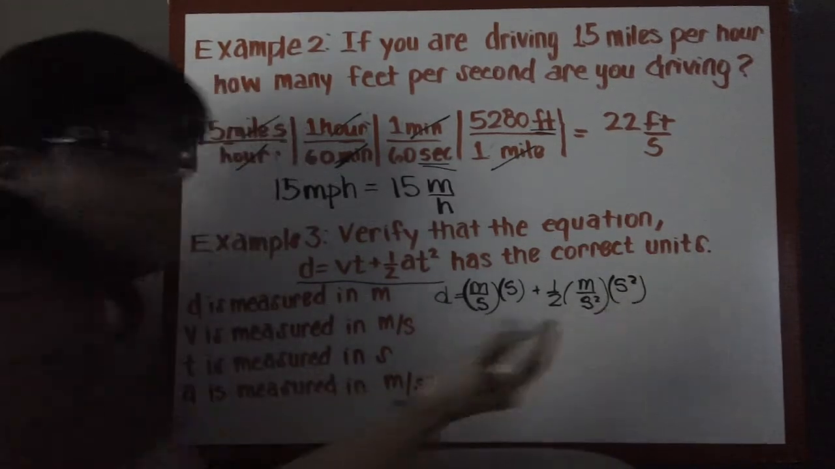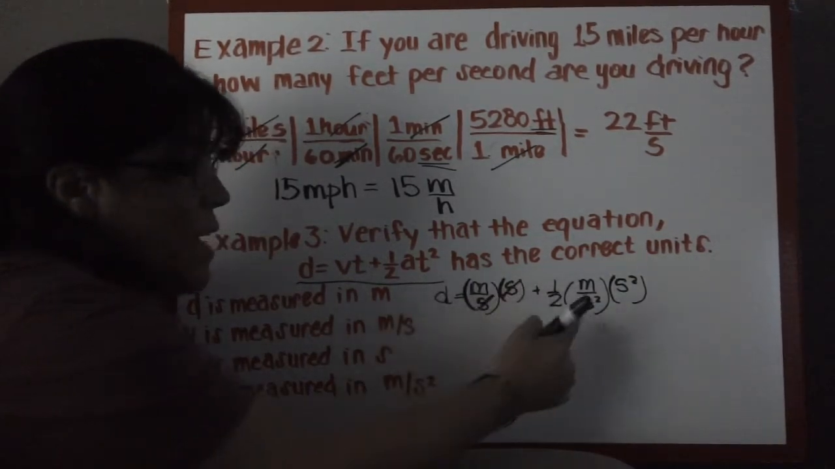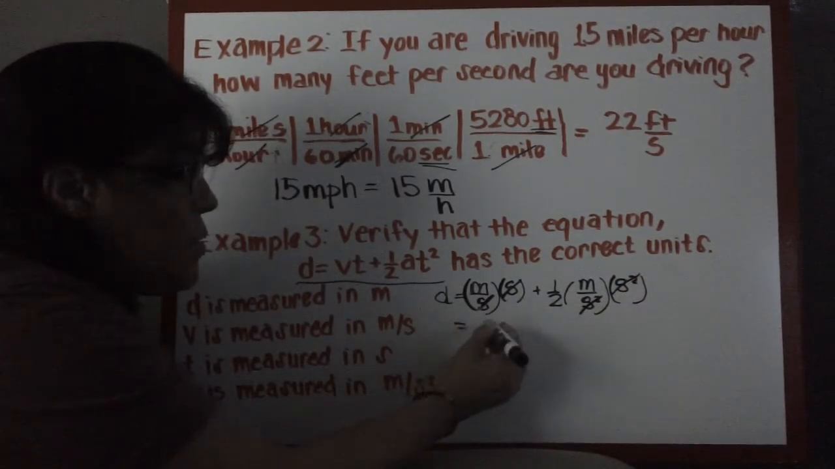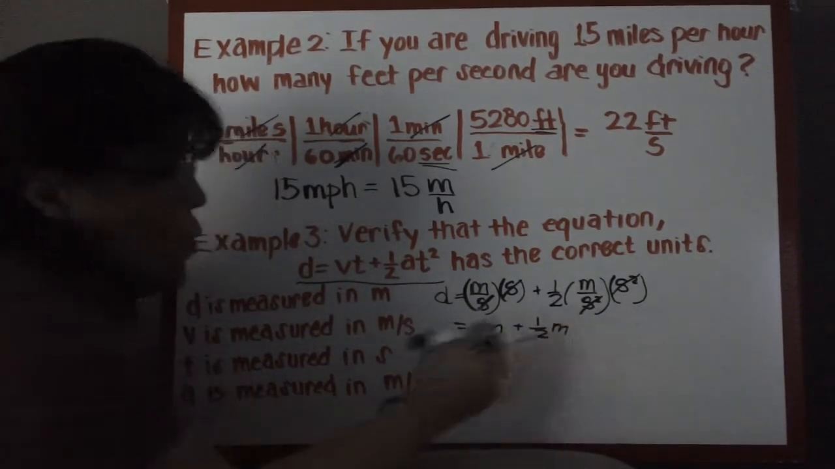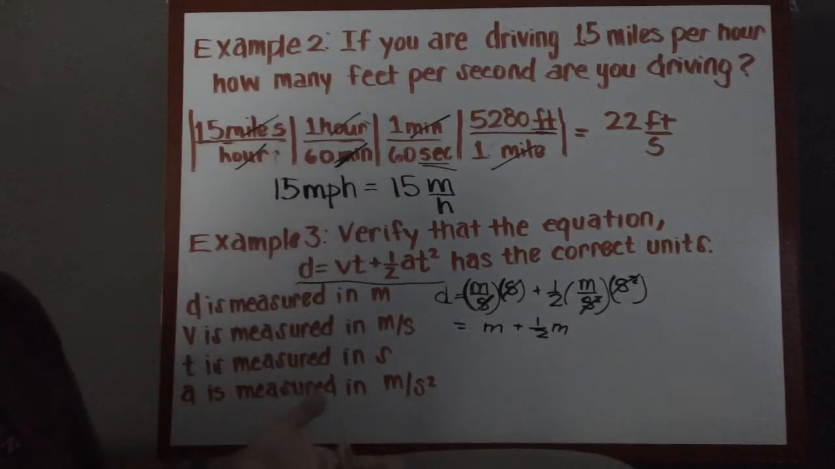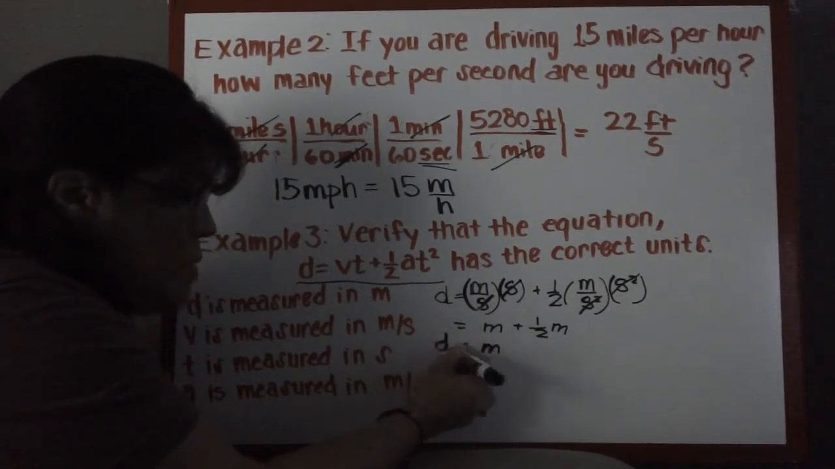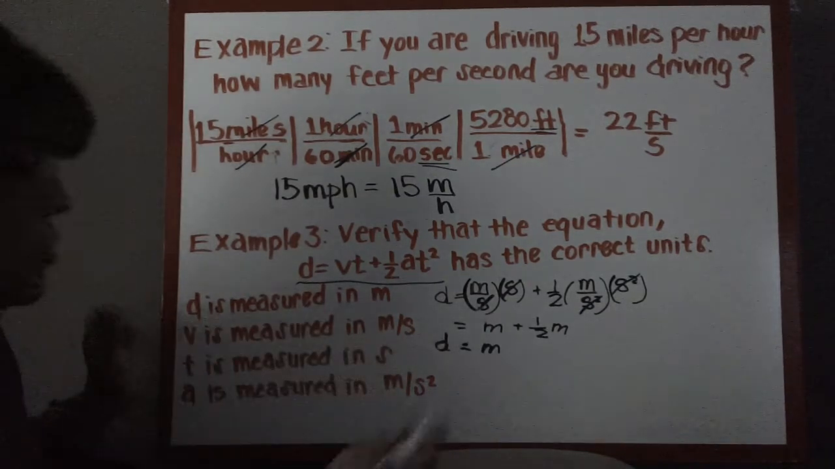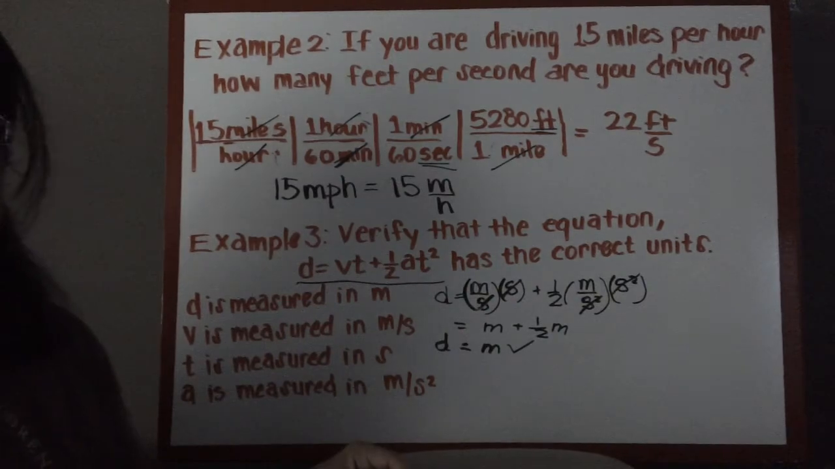Then we're going to do algebra using units. Seconds over seconds cross out, and seconds squared over seconds squared cross out. So we end up with meters plus 1/2 meters. Well, if I have a meter and I'm adding another meter, really I still end up in the units of meters. So distance is measured in meters, and right here it says distance is measured in meters. So this proves, yes, we verified that this equation has the correct units.